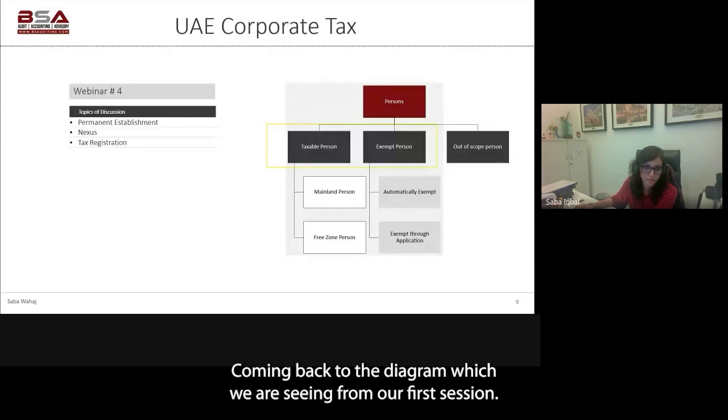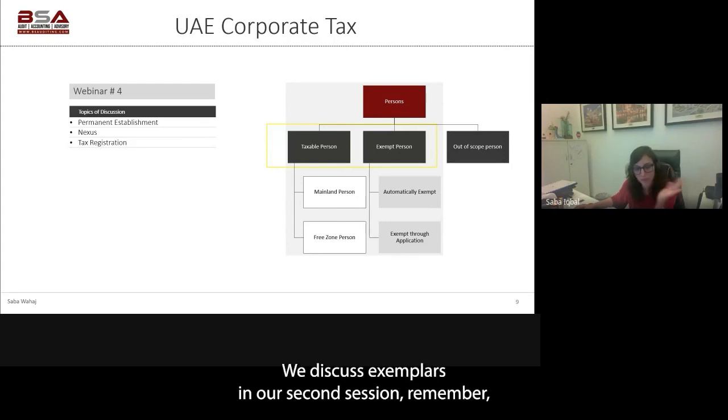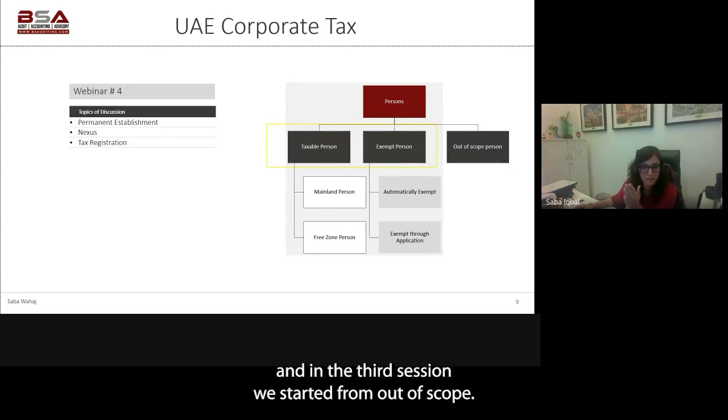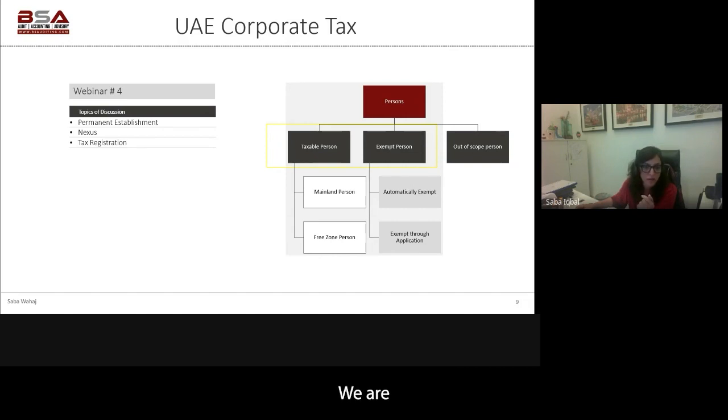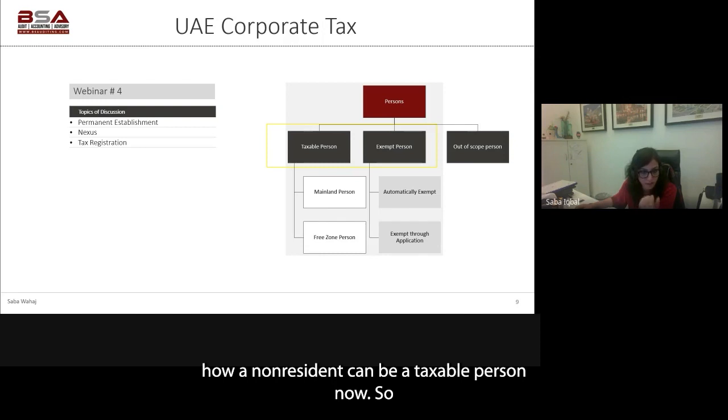Coming back to the diagram which we have seen from our first session, we are still on the taxable person. We discussed exempt person in our second session, remember, and in the third session we started on out of scope. We are back again on taxable person, and we are talking about how a non-resident can be a taxable person.